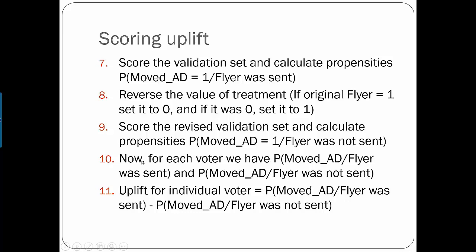So now for each voter we have two propensities. One is moved AD given flyer was sent, and the other is moved AD given flyer was not sent, because the control group was reversed. The uplift is then the difference between the two. This way we are trying to isolate just the message, because there may have been movement due to other reasons, and that's why we reverse the treatment and control groups and then see what the difference is.